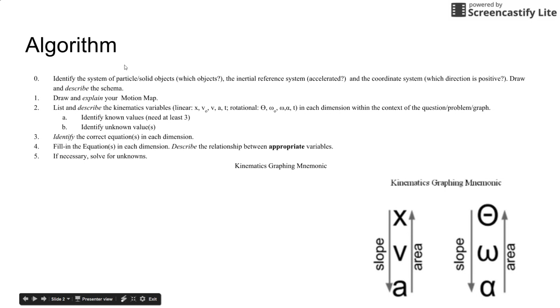Things like identifying the system of particles slash solid objects, what the objects are, drawing and explaining your motion maps, describing the variables that we know and that we don't know, identifying correct equations, filling in those equations, and then describing the relationship between the appropriate variables. And then, if necessary, solve for any unknowns in the equation. Down here we have the kinematics graphing mnemonic, because this question has to do with graphing. So we have the XVA slope area mnemonic.